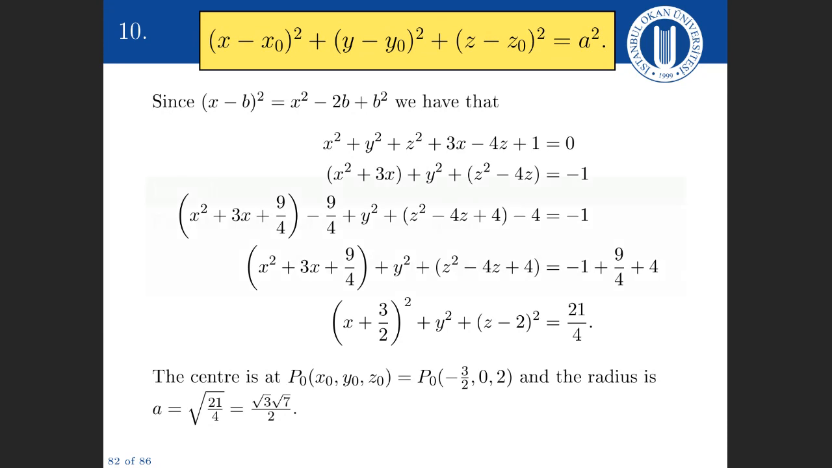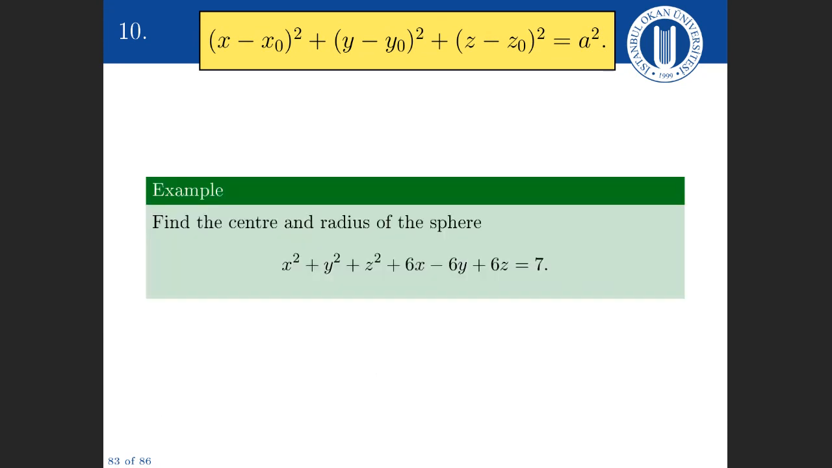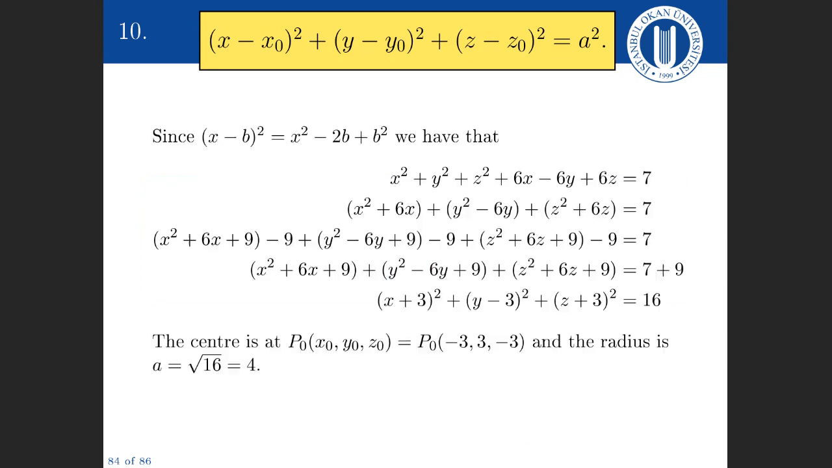Let's do one more example. Find the center and the radius of the sphere x squared plus y squared plus z squared plus 6x minus 6y plus 6z is equal to 7. Same trick as before. 6 divided by 2 is 3, and then square it, we get 9. We're going to be using the number 9.